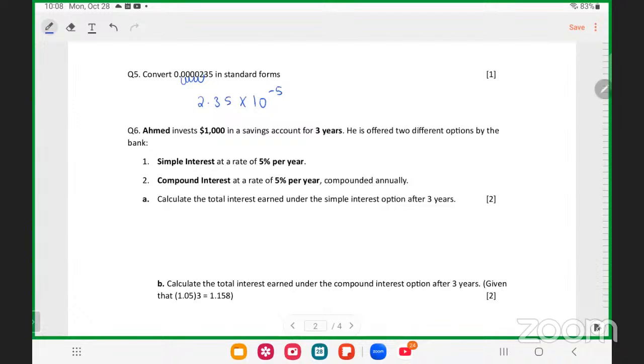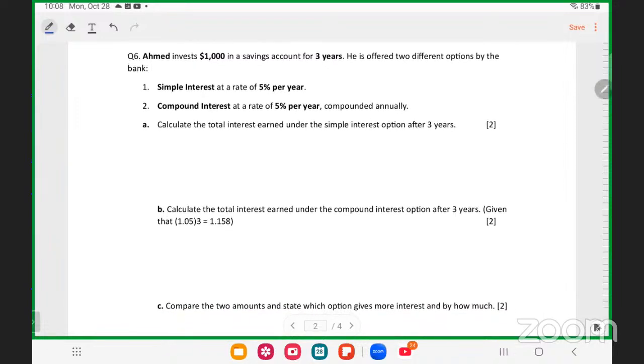Ahmed invests $1,000 in a savings account for 3 years. He is offered two different options by the bank: simple interest at the rate of 5% per year, compound interest at a rate of 5% per year compounded annually. Calculate the total interest earned under simple interest option after 3 years. Interest is PRT over 100 as per simple interest. 1000 rate is 5, time is 3 years upon 100. So interest is $150.